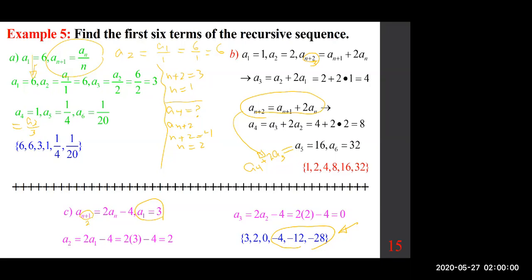All right. Let's move on. So this was dealing with how to find terms of a recursive sequence.